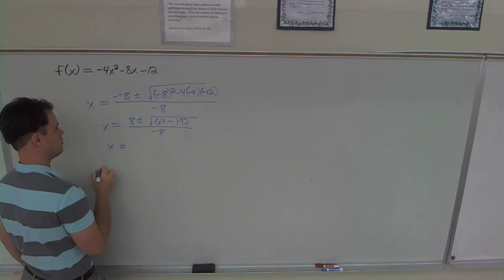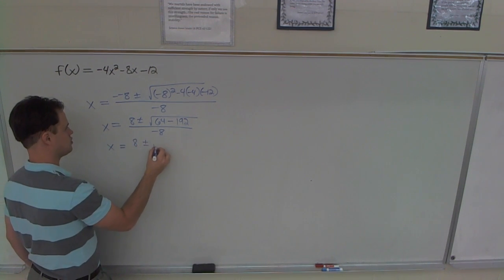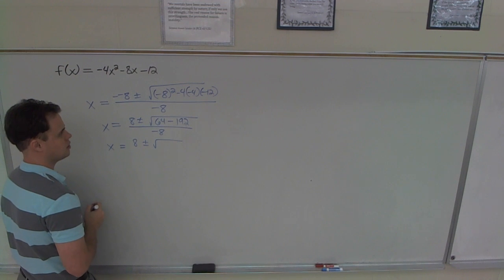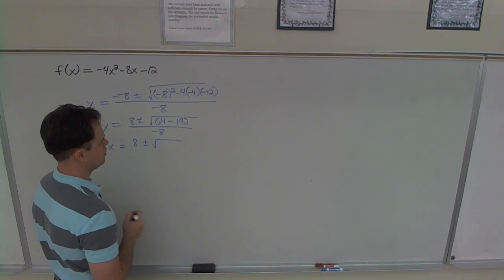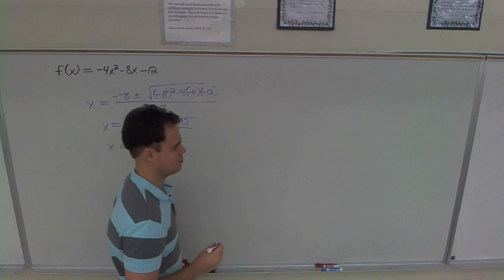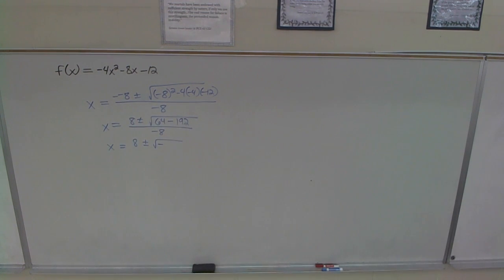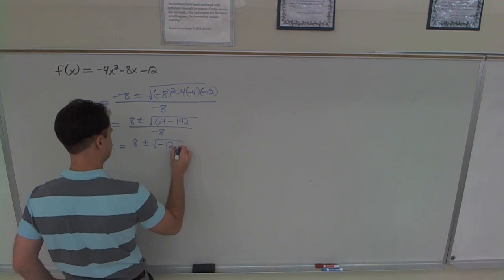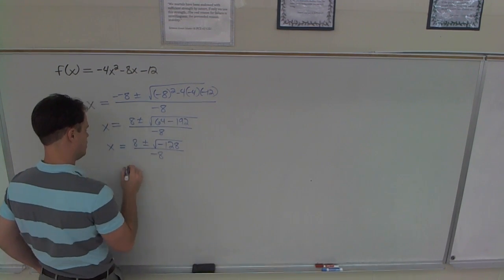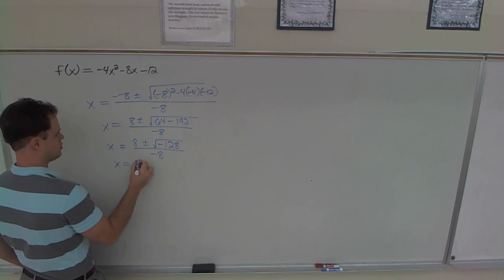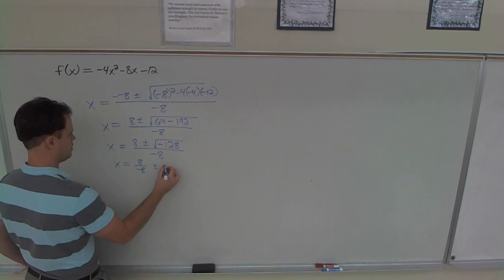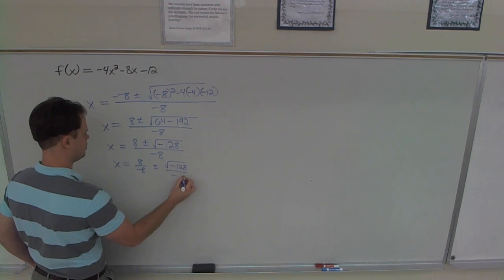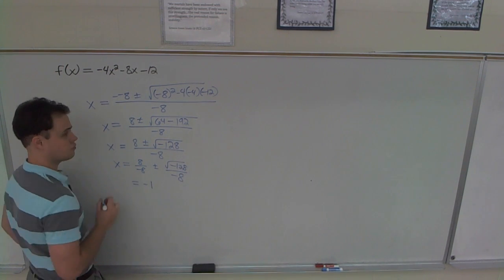So then we're going to have, let's see, 8 plus or minus the square root. 64 minus 192. Might need to grab your calculator on that one. Is it negative? Well, I'm just going to do it. Let's see. 192. Negative 128. There we go. So then keep simplifying. So it's going to be 8 over negative 8 plus or minus this guy over negative 8. So that's clearly just negative 1.